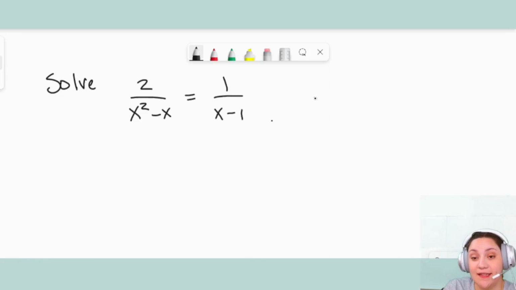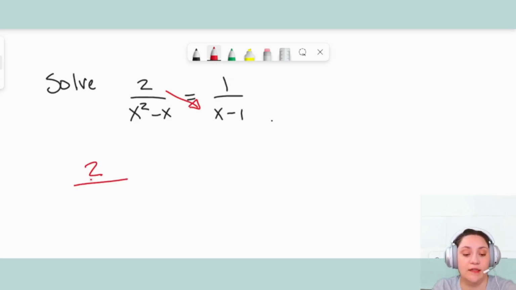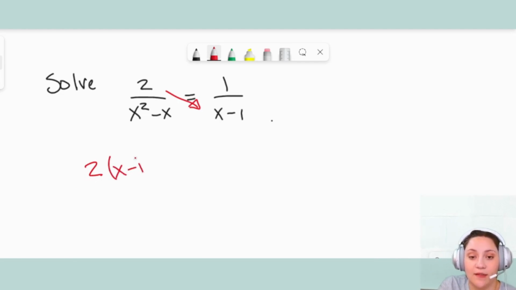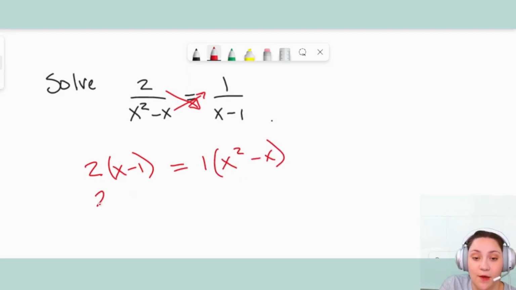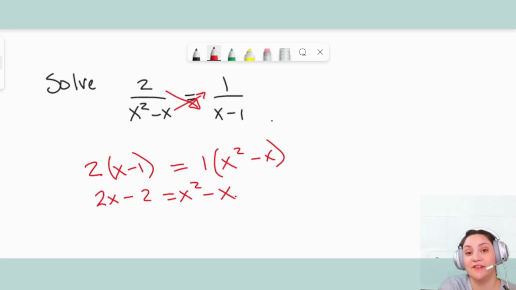And that means that this is a great candidate for cross multiplying. And so if I do that, I multiply this direction, 2 times x minus 1. And then we multiply the other direction, 1 times x squared minus x. So on this side I have 2x minus 2, and then I have x squared minus x. So again, I have eliminated the fraction format, if you will, of the equation, which is good for solving. And now I just need to move through the solving steps.